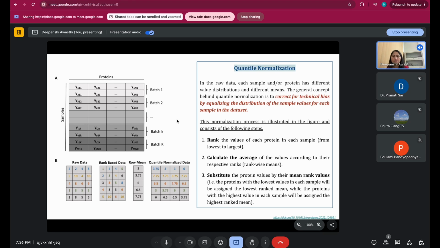In the B figure, if you see, firstly the table represents the raw data. In each raw data there are some values which are written. Now in the quantile normalization we have to normalize it because different batches will have different values. So firstly, to normalize it, we have to rank the values of each protein in each sample from the lowest to the largest. So let's look at the first column. In the first column, if you see, it's written as 25413. So are you following?